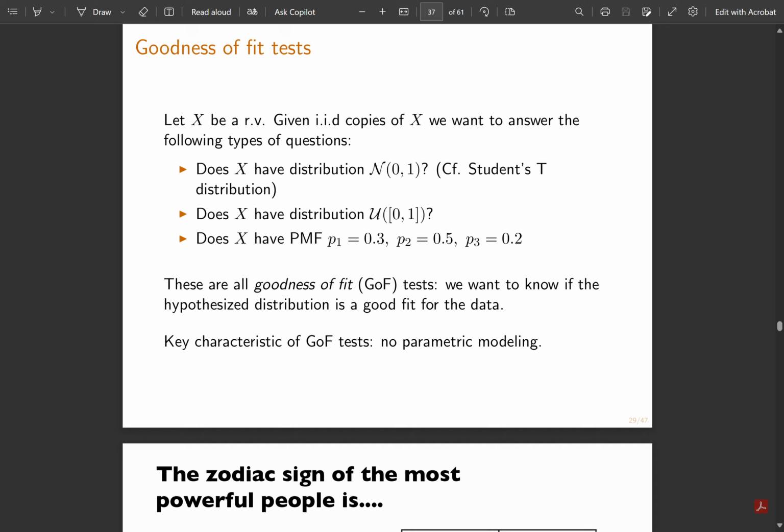So there are actually several ways of doing this. Another is we can test whether x has a uniform distribution between 0 and 1. And thirdly, whether x is discrete, that is, whether x takes values with probability 0.3, 0.5, or 0.2, or is entirely something different.